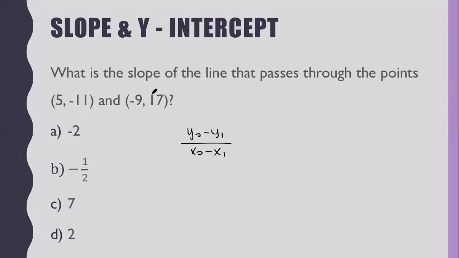These are ordered pairs. Here's an x and a y. Here's an x and a y. From here, all I've got to do is attach labels. I'm going to say this is x1, y1, and this is x2, y2. Everyone go ahead and find the slope. Please use a calculator as well.